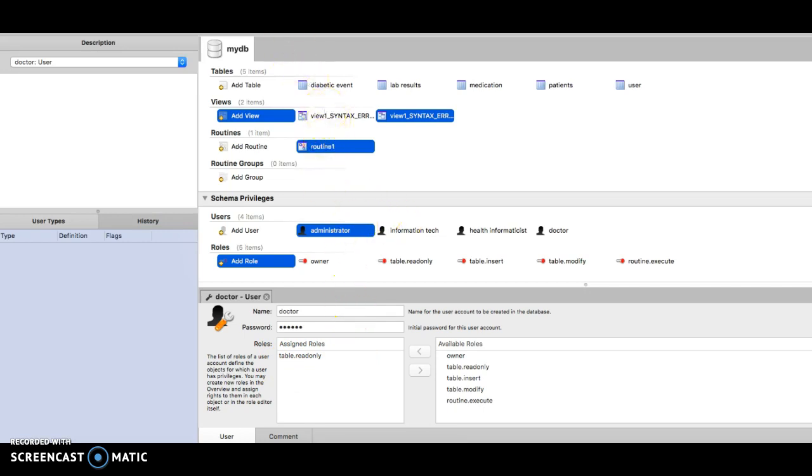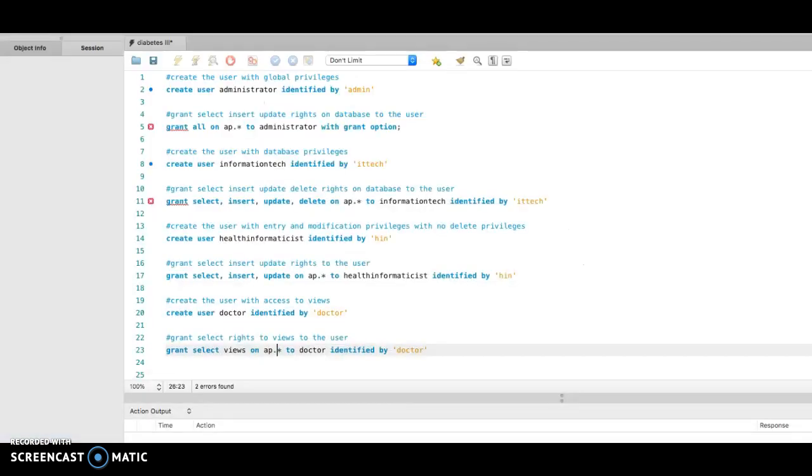Now, if we want to see how database access is given, we need to note the following. These are the queries that would be run in order to establish who has access to the database and what level of access they have. As you can see, each user was given a specific username and a specific password. These are unique to those people and are unique to their corresponding level of access.